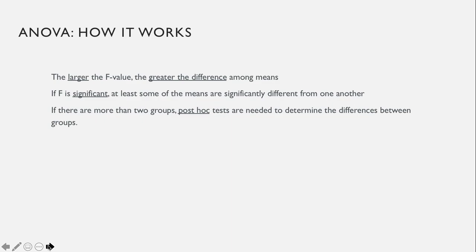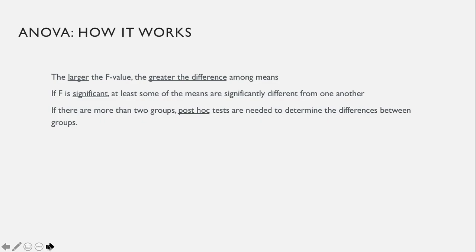So the test statistic for ANOVAs is the F value. The larger the F value, the greater the difference among the means. If F is significant, then that means at least some of the groups somewhere are significantly different from one another.